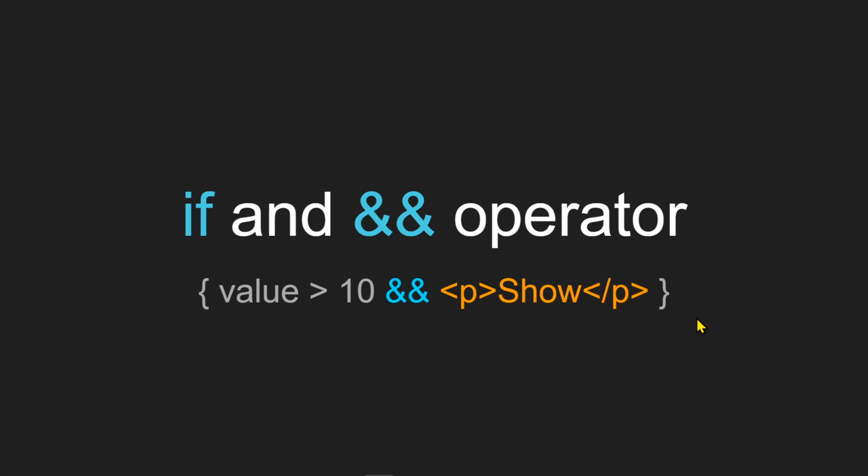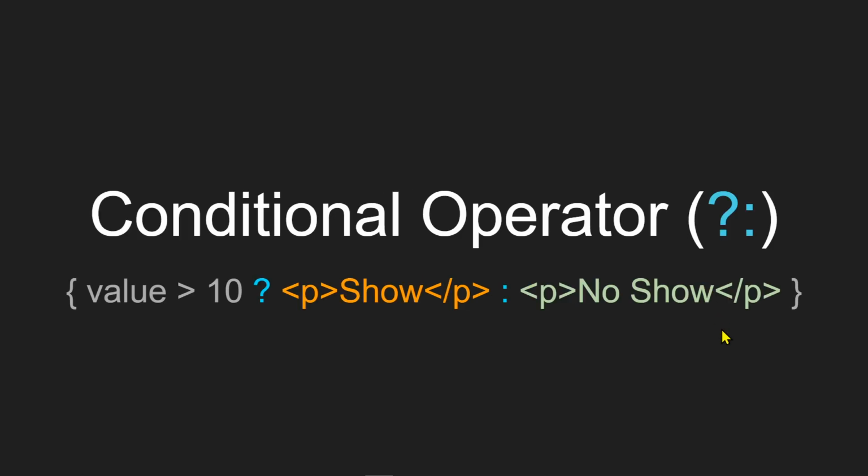If you want an if and else, then you use the next one, which is the conditional operator, or the Elvis operator. You see this all the time. Here you test a condition and then follow it with the question mark. If it's true, then this part shows. Else, if it's false, then the false part shows.